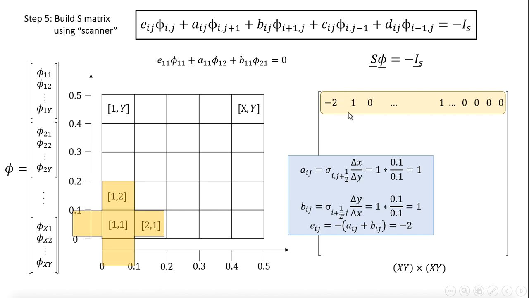Then 1, which is, let's see, A11 is going to multiply phi 1,2. Okay, great. Then we have zeros. And then we want to multiply this. Okay, so it's going to be later on, and then we have one, great, zeros, awesome. That's basically how we build the entire matrix.